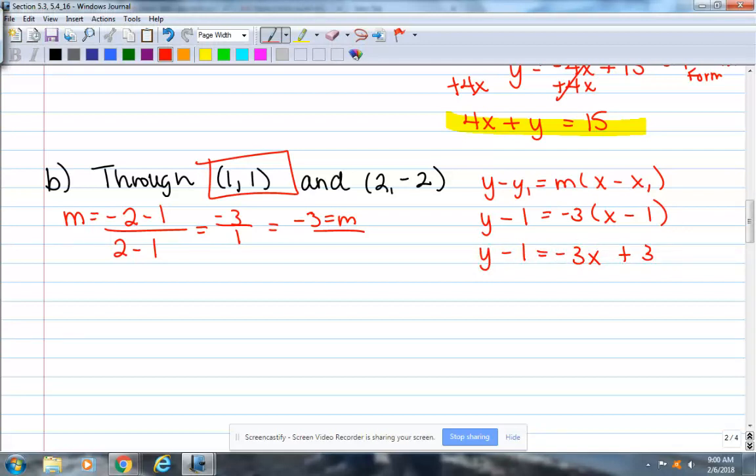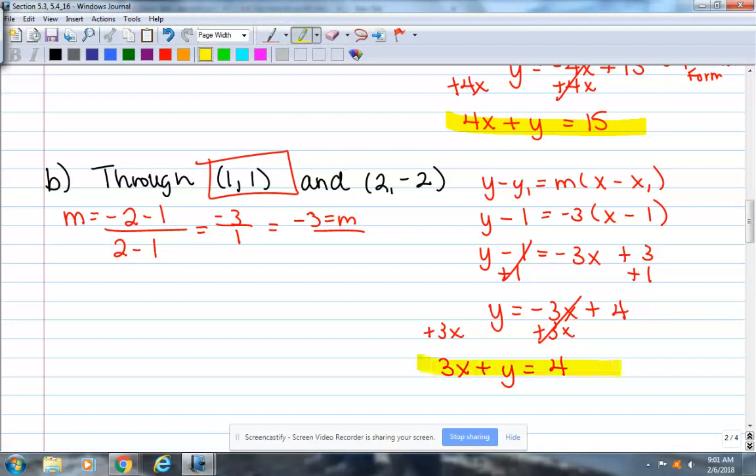Then what do we want to do? Add 1 to get our like terms together and our c's on the end. So y equals negative 3x plus 4. What form is that? And then how do we fix it to make it standard? Add the 3x to the front. And what is it in standard form? There it is. Any questions? Okay.